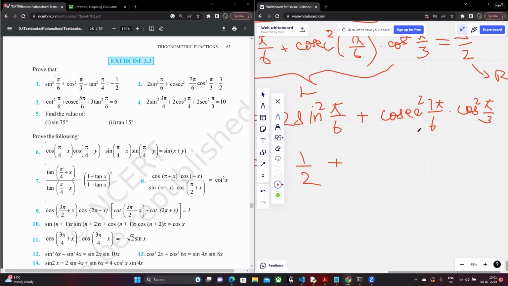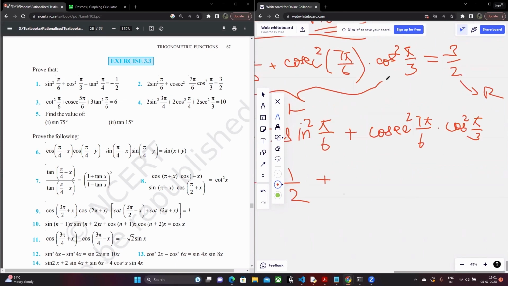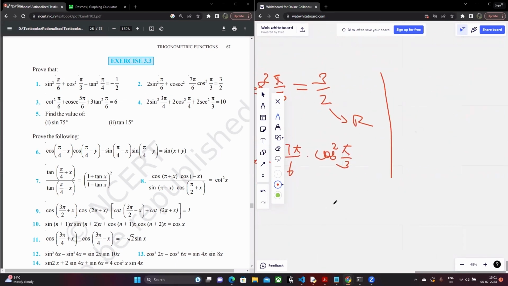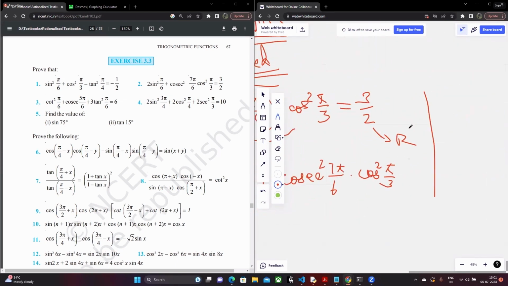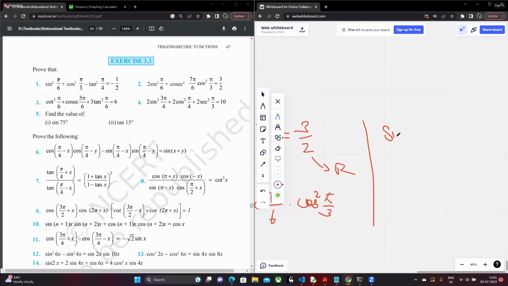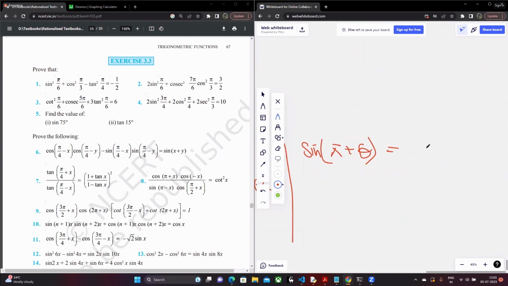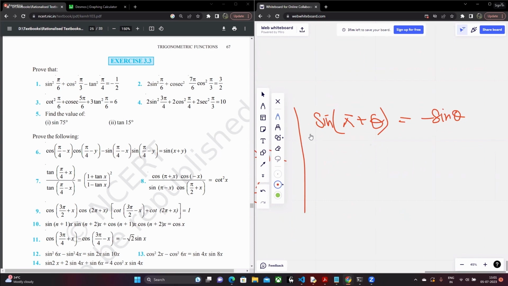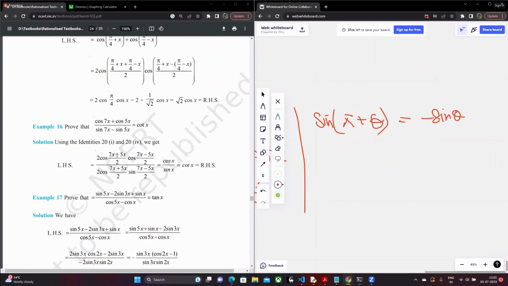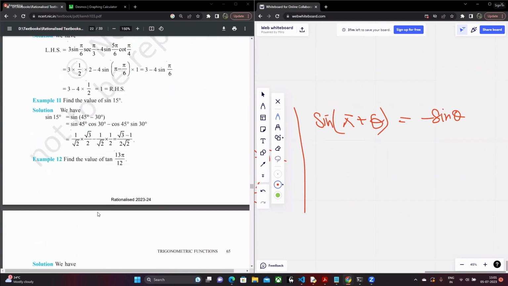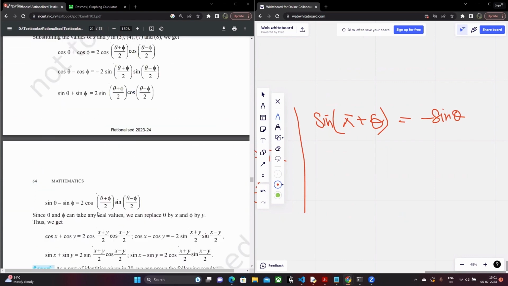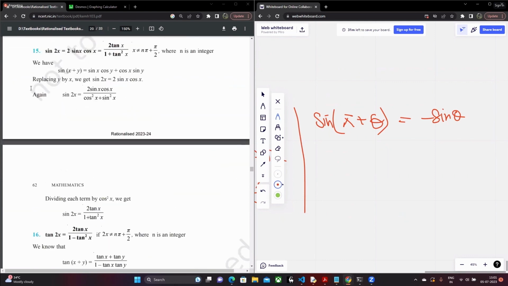Remember that 7 pi by 6 is basically pi plus pi by 6. I'll just write it over here because I don't want to congest the main space. Remember that sine of pi plus theta is going to be equal to minus sine theta. If I'm not wrong, it's given over here, number 9.